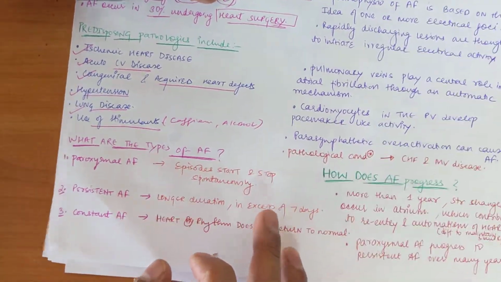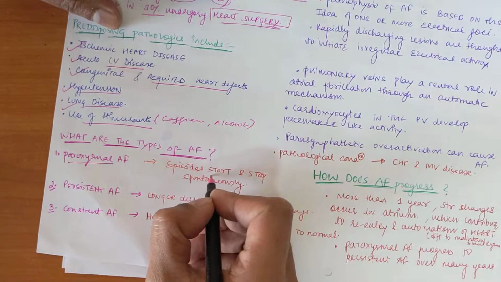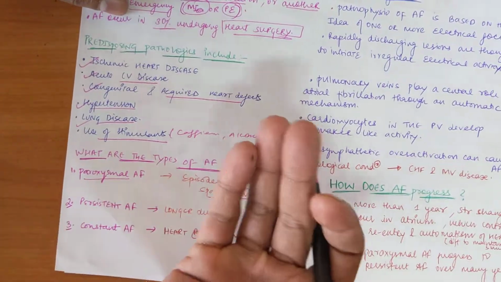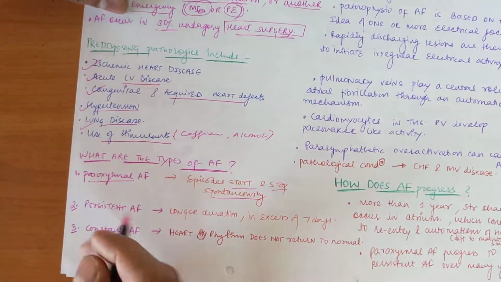What are the types of atrial fibrillation? We have paroxysmal, in which episodes start and stop spontaneously. It starts and again it stops, that is called paroxysmal.